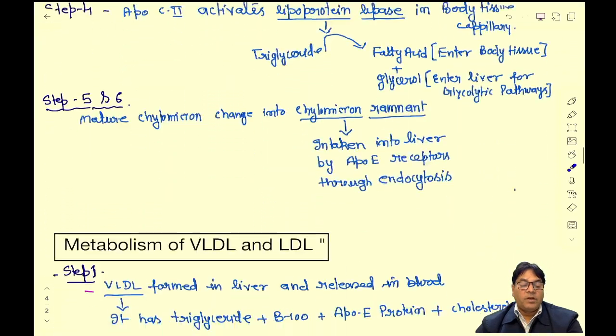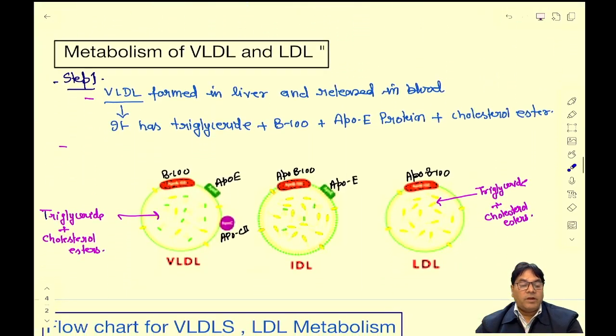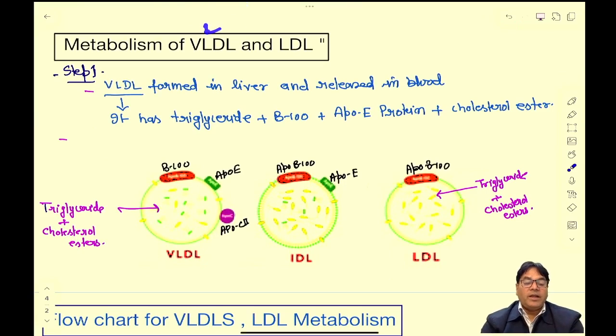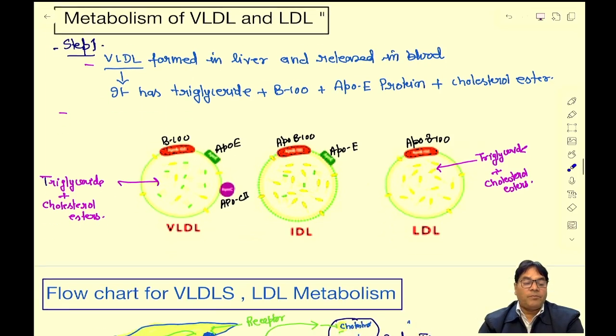And now next is VLDL and LDL. So we will see the metabolism. How does the metabolism of VLDL and LDL take place? VLDL is very low density lipids and LDL is low density lipids. Both are dealt with at the same time.